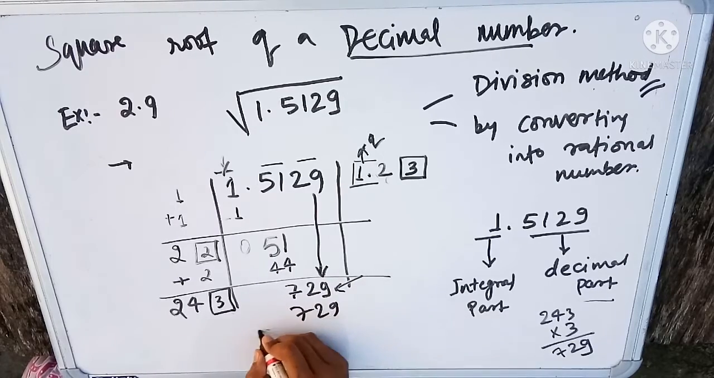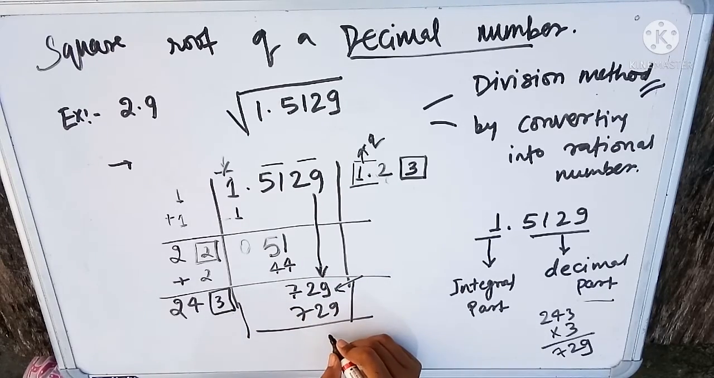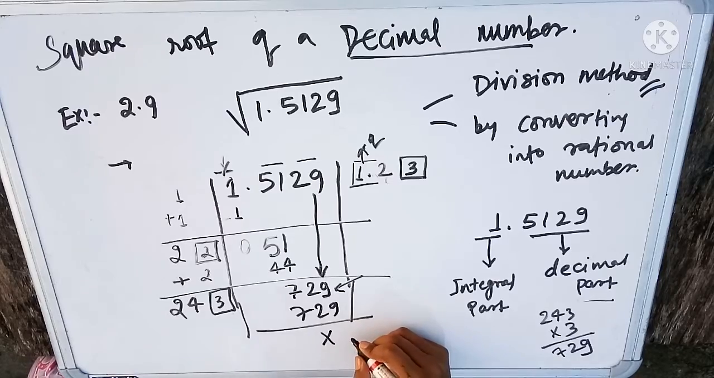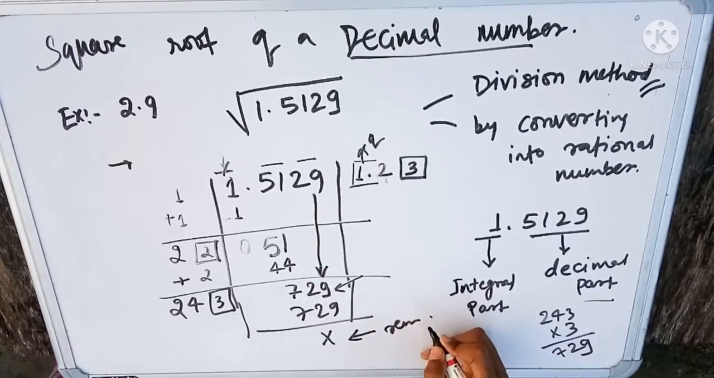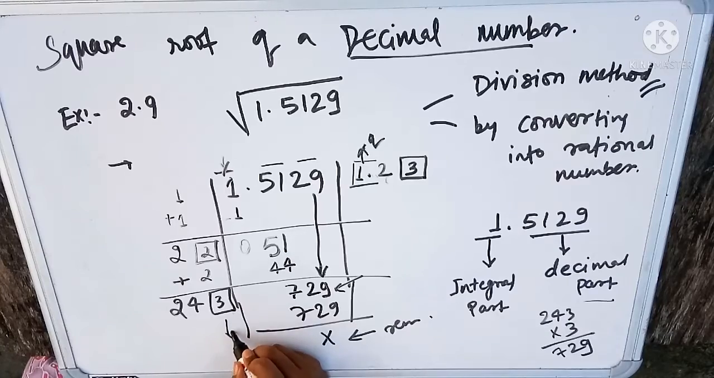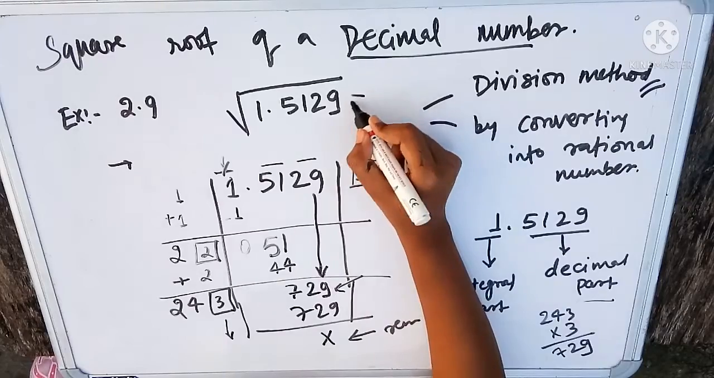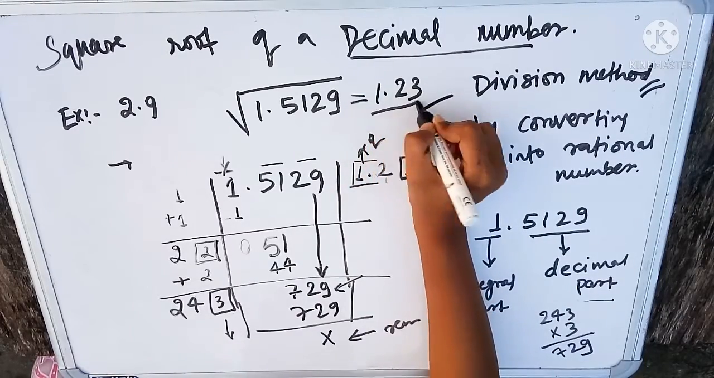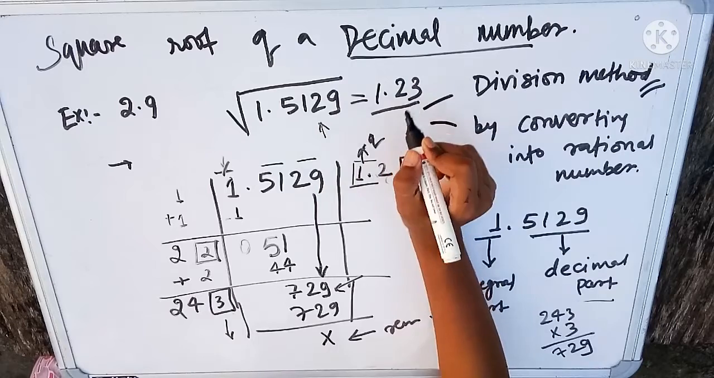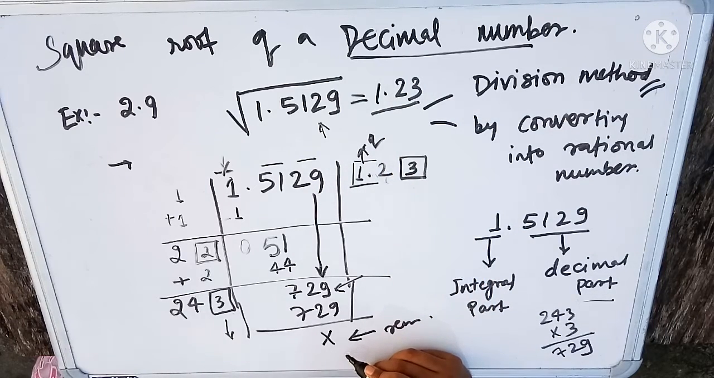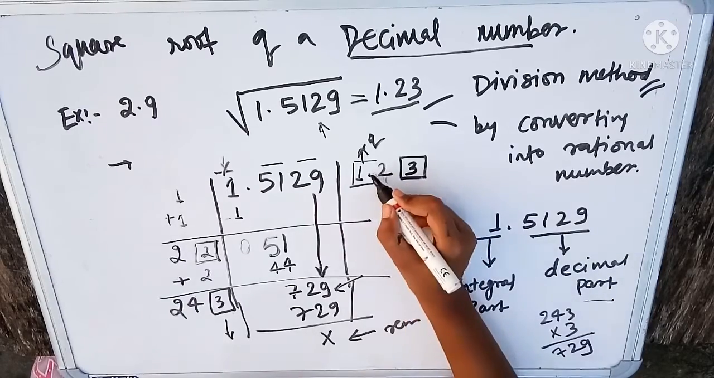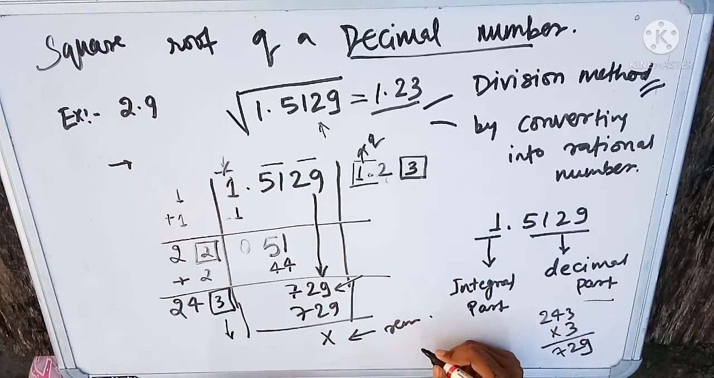So 729, and thus we can say that we have stopped the division here because we have 0 as a remainder. So we don't need to add any further quotient here. And thus we have already found the square root of this number, which is 1.23. Now this is a perfect square number, so we have got the remainder as 0. Suppose we have a number which is not a perfect square and the 0 is not there. In that case, we will divide up to 3 to 4 digits after the decimal point and keep it as an approximate answer.